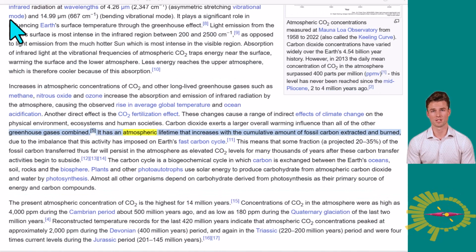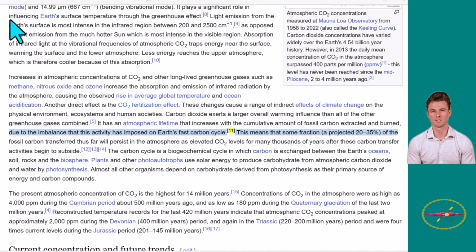It has an atmospheric lifetime that increases with the cumulative amount of fossil carbon extracted and burned, due to the imbalance that this activity has imposed on Earth's fast carbon cycle. This means that some fraction, a projected 20 to 35%, of the fossil carbon transferred thus far will persist in the atmosphere as elevated CO2 levels for many thousands of years after these carbon transfer activities begin to subside.